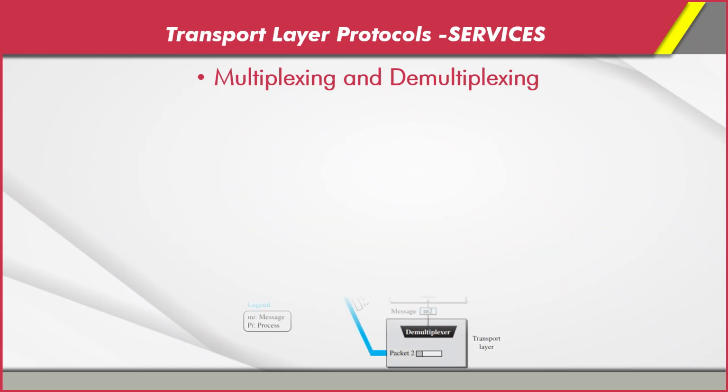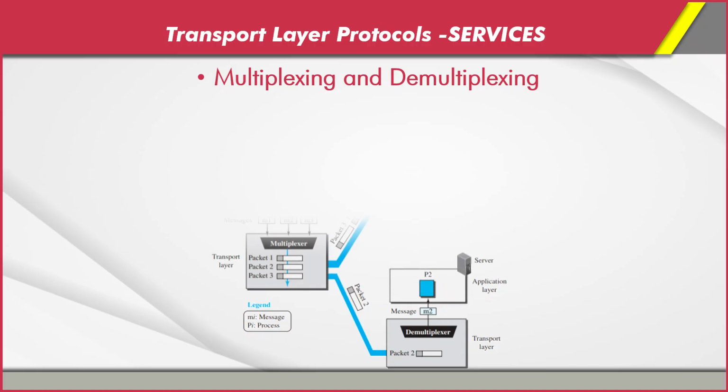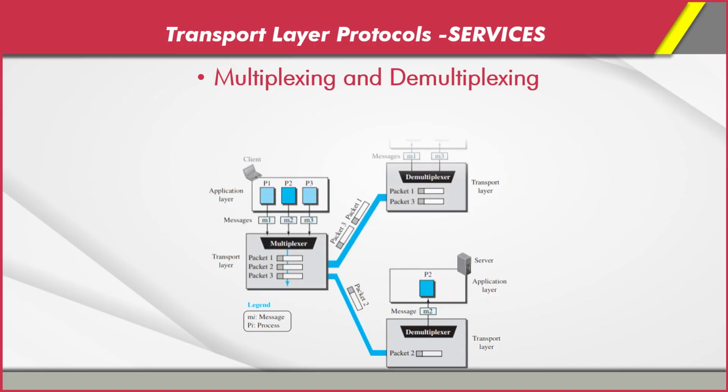Whenever an entity accepts items from more than one source, this is referred to as multiplexing, or many to one. Whenever an entity delivers items to more than one destination, this is referred to as demultiplexing.